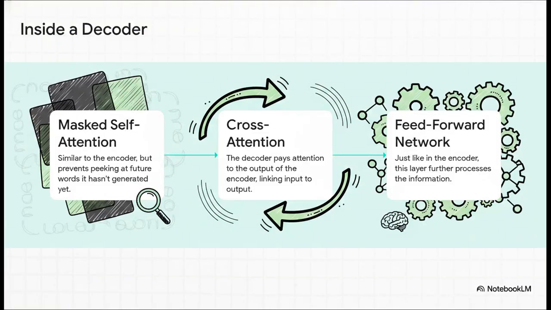The decoder actually has 3 steps. It starts with its own self-attention layer, but this one is masked. All that means is it's not allowed to cheat by peeking at the future words it hasn't generated yet. Then comes the most important part, the cross-attention layer. This is the bridge. This is how the decoder pays attention to the output of the encoder. It ensures the translation is actually based on the original sentence. And finally, just like the encoder, it has a feed-forward network for some final processing.